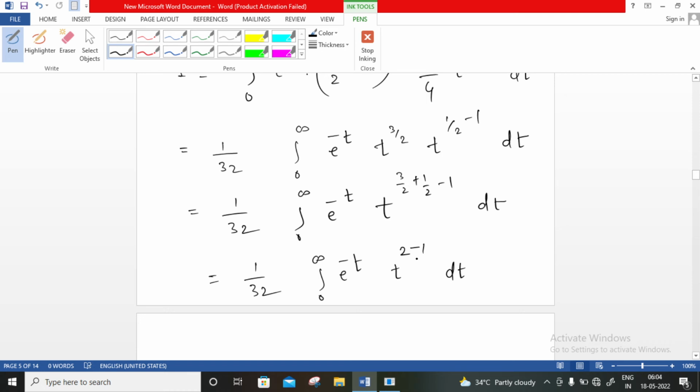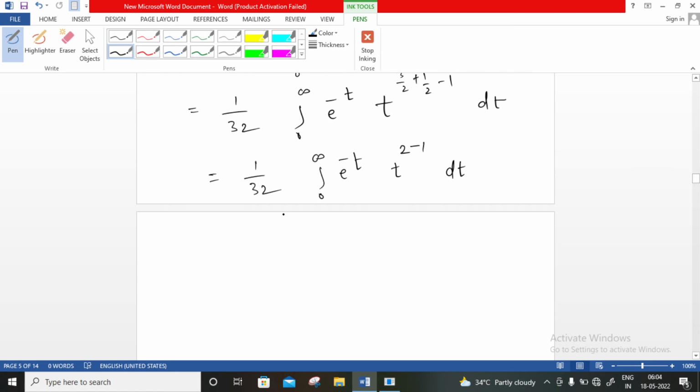Because we apply here the definition, and in the definition the power of x is in the n minus 1 form. So I keep this minus 1 as it is. Now 1 upon 32 as it is. When you apply the definition, you get the value of this integration as gamma 2. Gamma 2 is the same as 1 factorial. So the value of this integration becomes 1 upon 32.